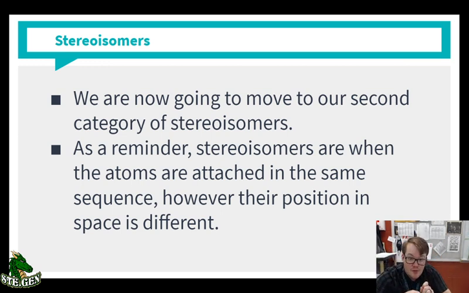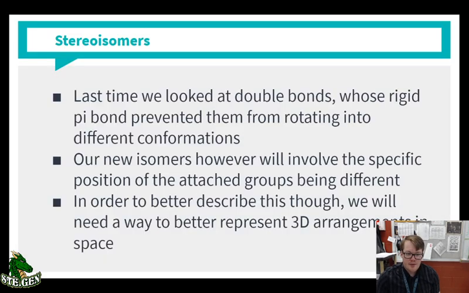And we said that we had to differentiate that because of this double bond. We called it cis-trans, or we called it with an E/Z configuration. We were focusing on those pi bonds as the major part that allowed them to do that, but our new isomers will not involve double bonds. I mean, they might involve double bonds, but the reason they're isomers is not going to be specifically because of their double bonds. Our new isomers will involve specific positions of attached groups being different. In order to describe this, though, we're going to need ways that we can actually describe things in 3D space, and that's where we're going to be going for most of this video.